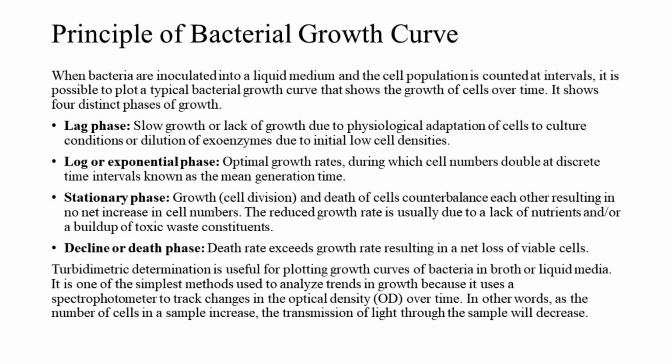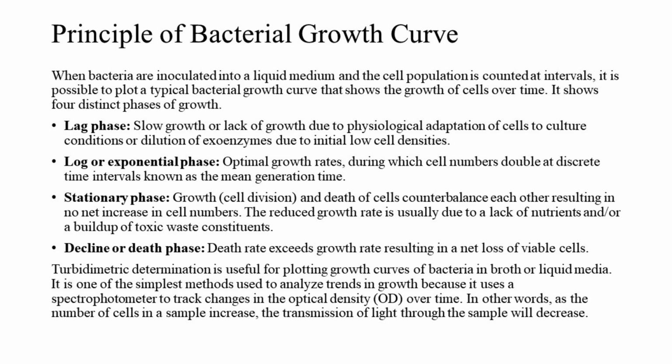It shows 4 distinct phases of growth. Lag phase: slow growth or lack of growth due to physiological adaptation of cells to culture conditions or dilution of exoenzymes due to initial low cell densities. Log or exponential phase: optimal growth rates, during which cell numbers double at discrete time intervals, known as the mean generation time.